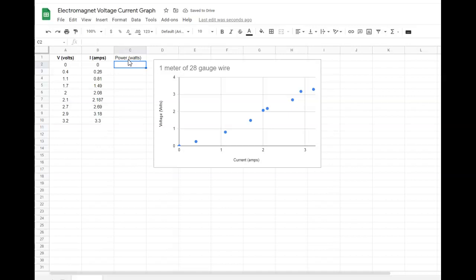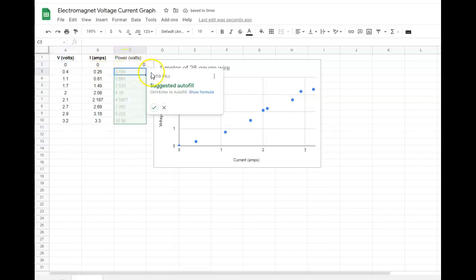In each of these boxes, you can have a number or a calculation. To do a calculation, we put equals, and that tells it to do math. Once we put the equal in, we tell it what numbers we want to multiply. So we want current times voltage. We'll click on that box B2, then the times symbol, and then multiply by voltage. So we'll click on that box A2, and then we'll hit enter.